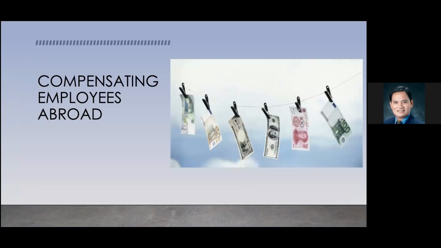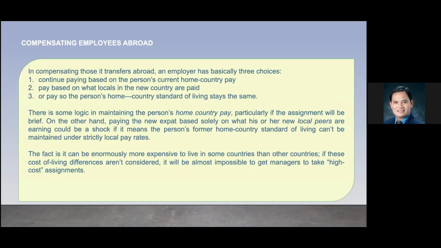So how do companies compensate employees abroad? In compensating those it transfers abroad, an employer such as accounting and advisory firm KPMG has basically three choices. KPMG can continue paying based on the person's current home country pay. They can also pay based on what locals in the new country are paid, or pay so the person's home country standard of living stays the same.